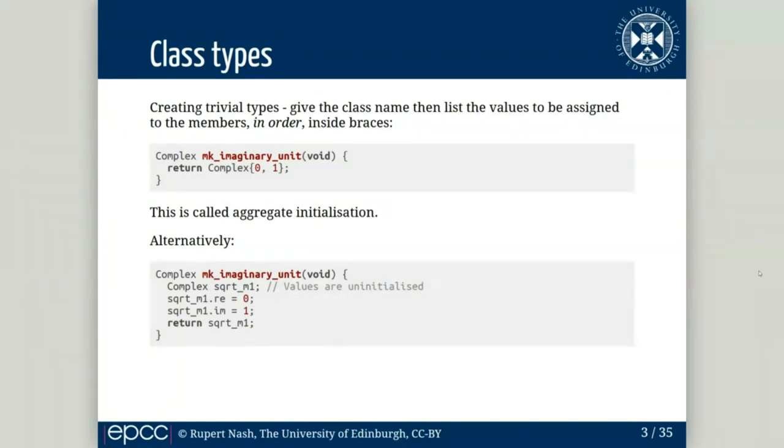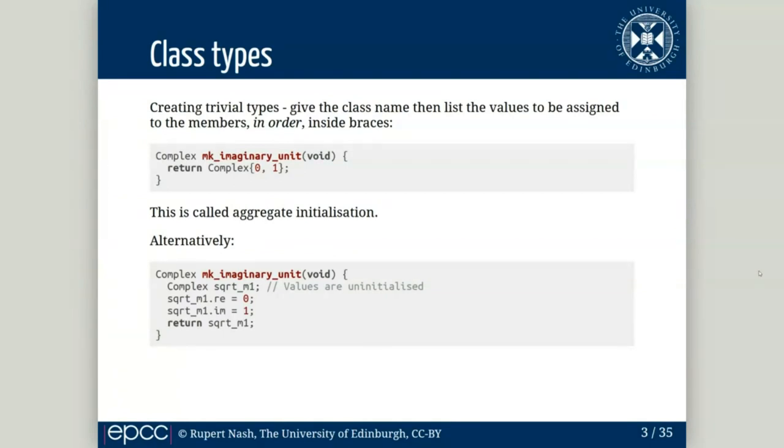So in this example here, we've got a function, make imaginary unit, which takes no parameters, hence it's void, and returns a complex number. And as we see, it returns a complex number with the real value of 0 and the imaginary value of 1. That's the simplest way to do it. It's fairly clear if you understand the ordering of those members.